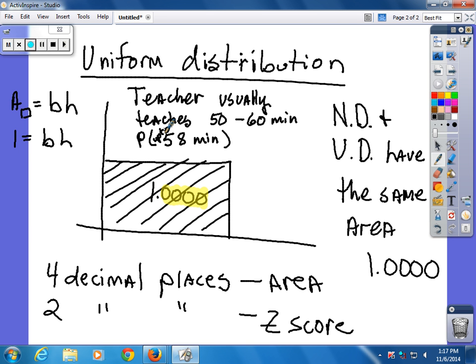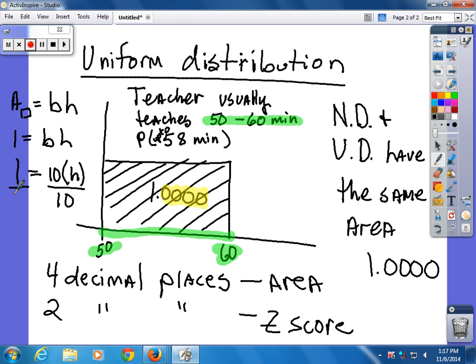Well, we've already been given the base, 50 to 60. That's that right there. So, here's your base. So if you got a base, what do you think you got to find? You got to find the height. So 1 is equal to, what's the base? 10 h, and divide by 10.